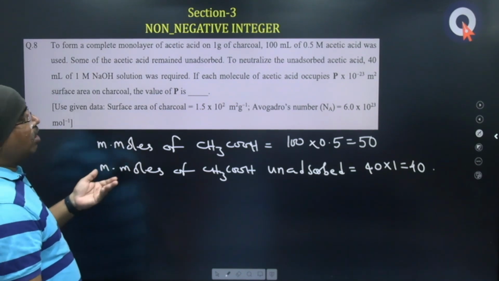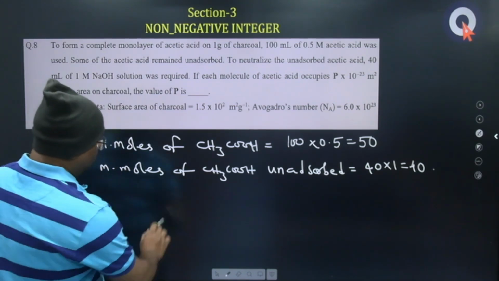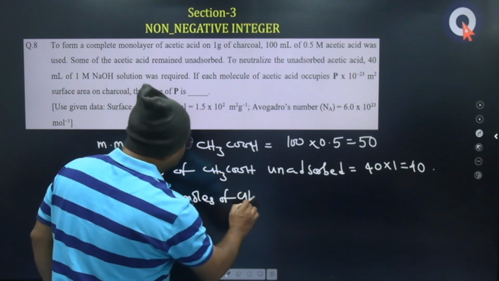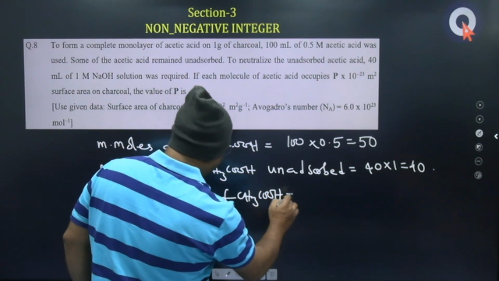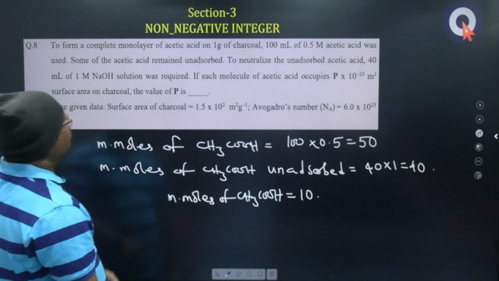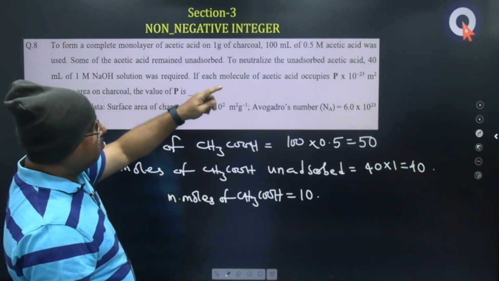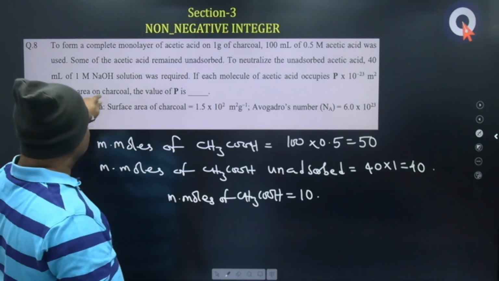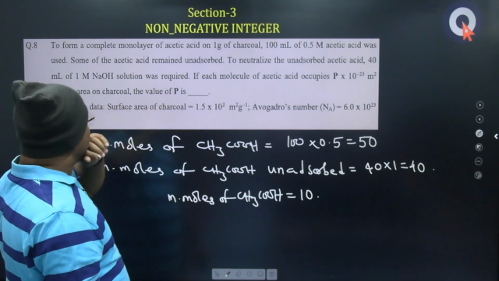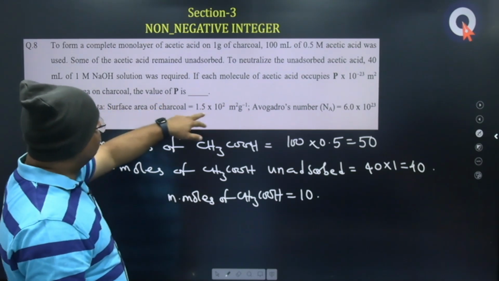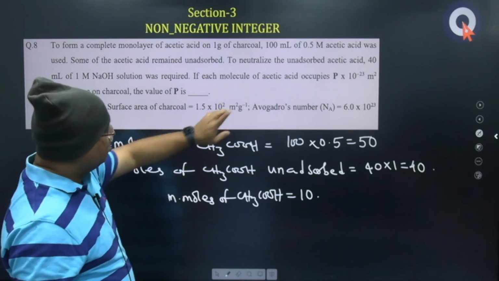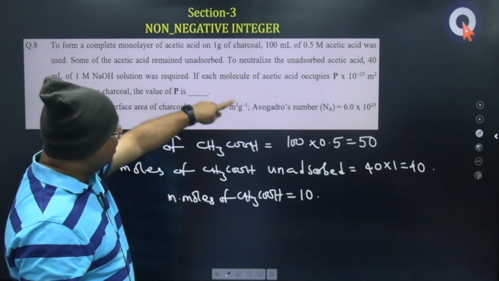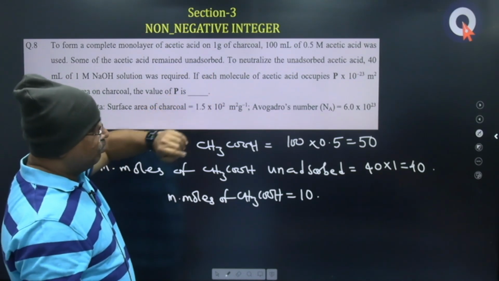So how many millimoles are adsorbed? Only 10. So millimoles of acetic acid adsorbed. So what you have to calculate totally is, each molecule will occupy P into 10 to the power minus 23 meter square area on the surface of the charcoal. What is the value of P? And he gave the surface area of charcoal as this much for 1 gram. So you have taken only 1 gram of charcoal already. So your total area will be 1.5 into 10 to the power of 2.